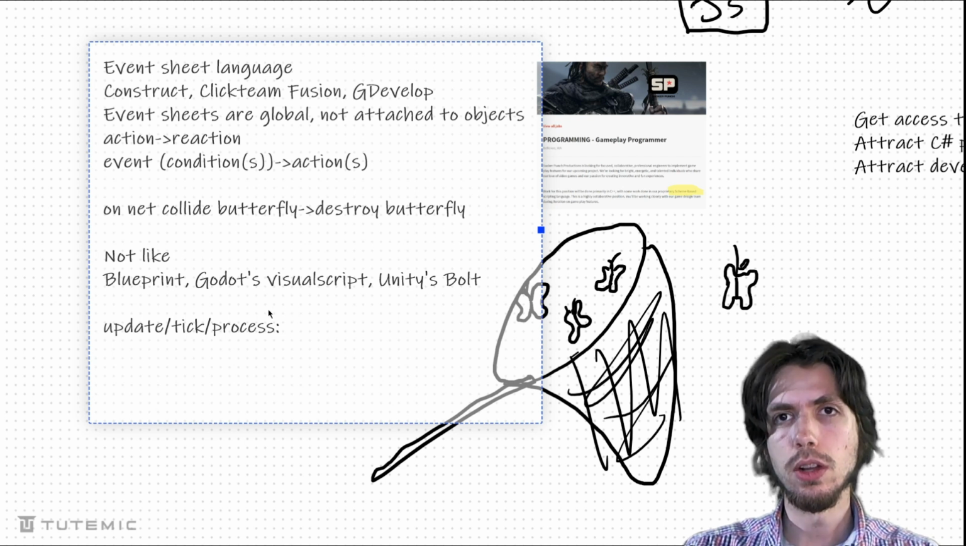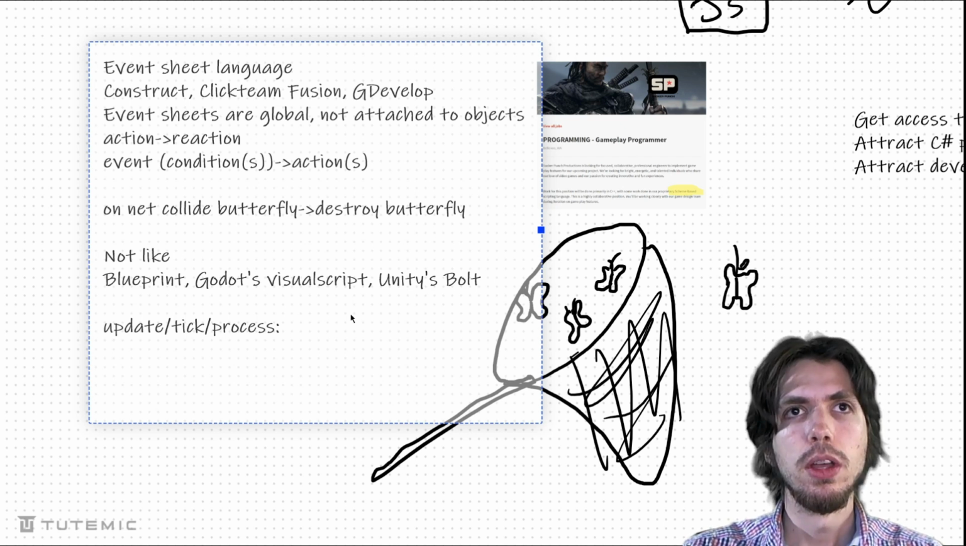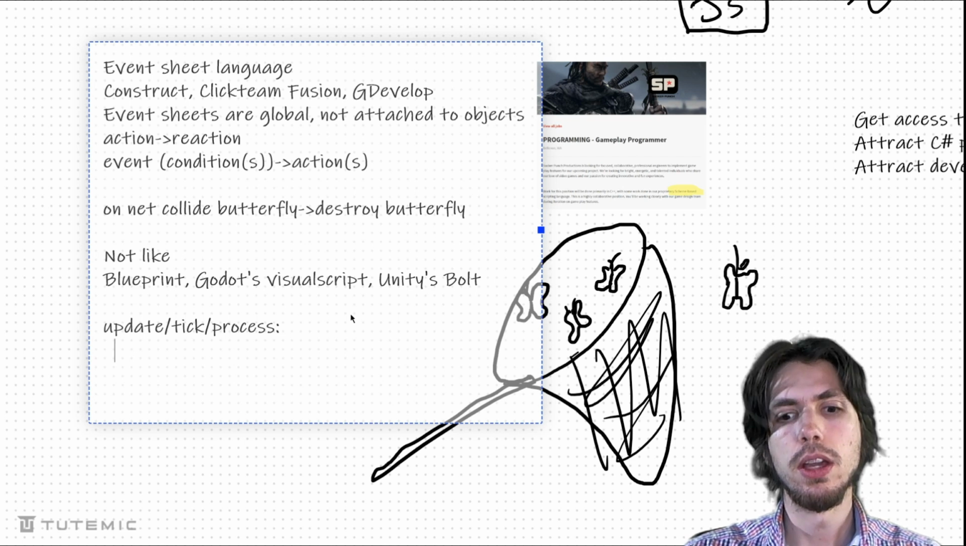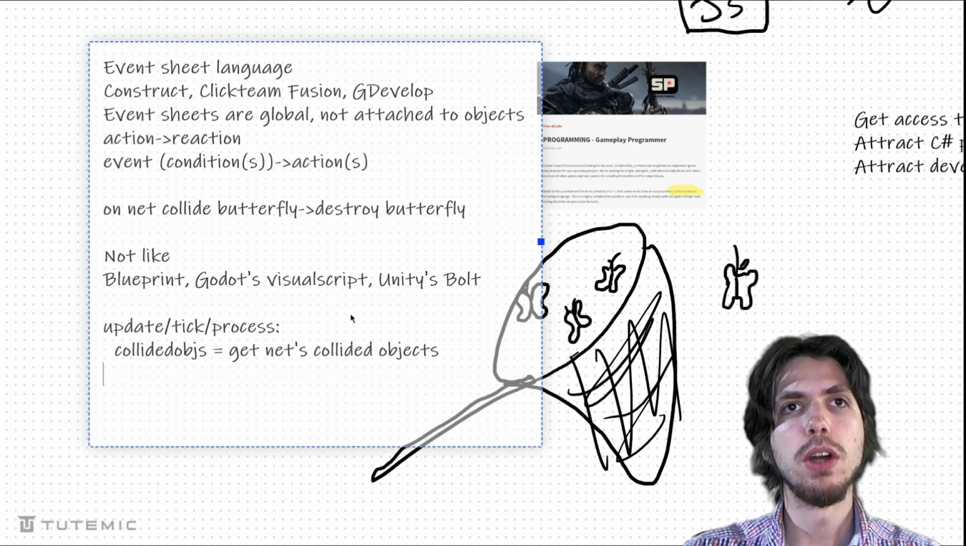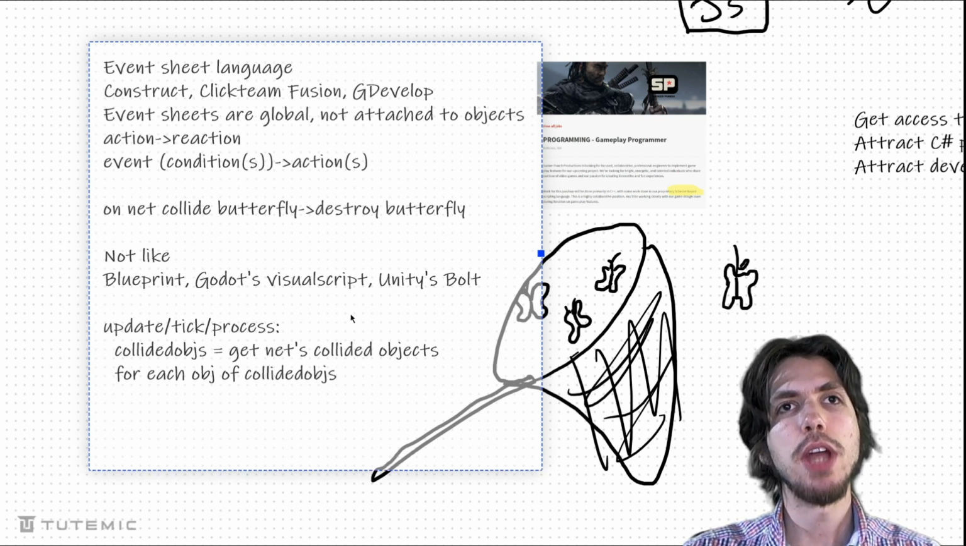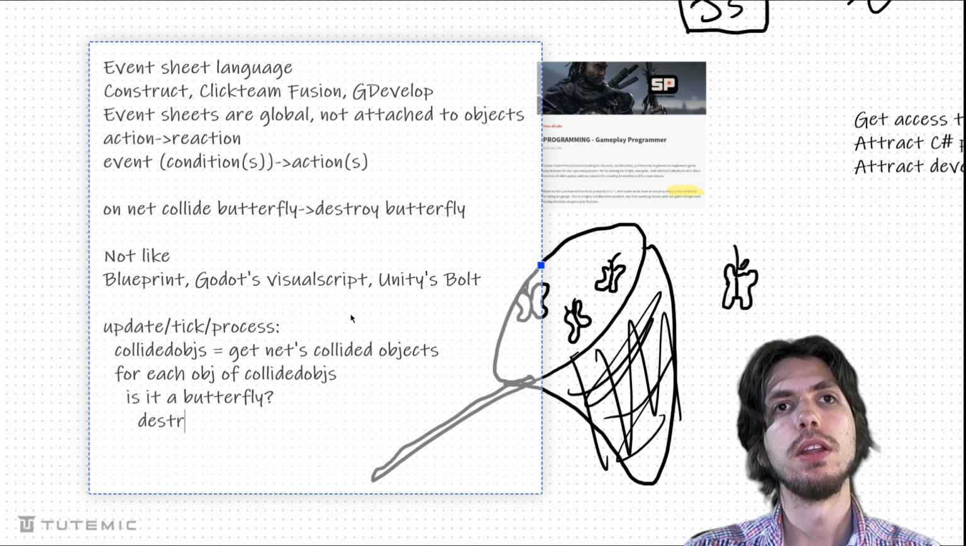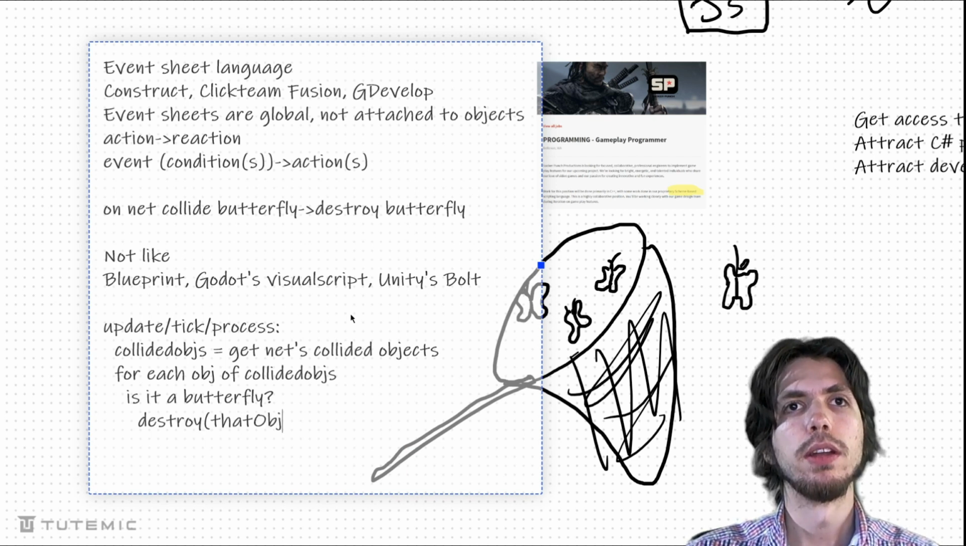And so if let's say we're doing this in the global scope, how would we do it? What we would have to do is use a variable, like collided objects, equals, and then get net collided objects, and then you'd have to go in here and do a loop. You'd have to say for each object of collided objects. This is no language's syntax, by the way. Then you'd have to check to see, is it a butterfly? And then you would say, okay, if it is, then destroy it, right? And that object, whatever that is.